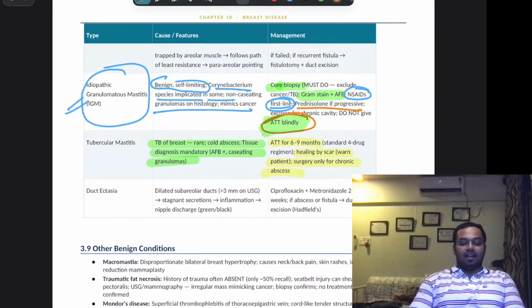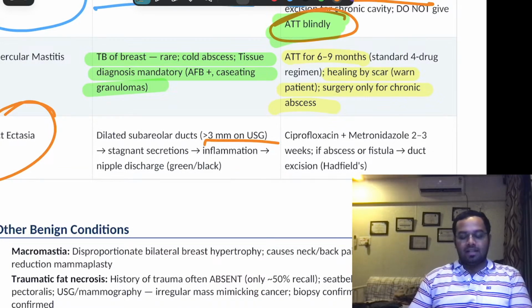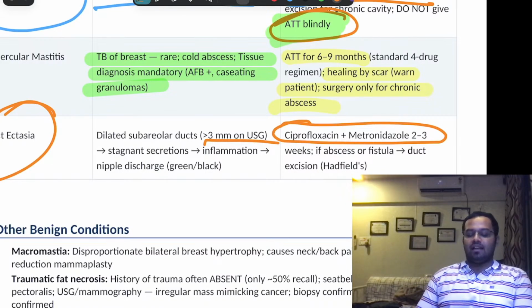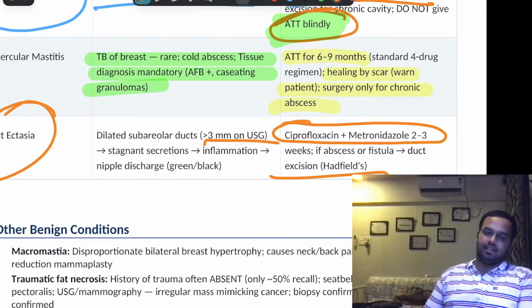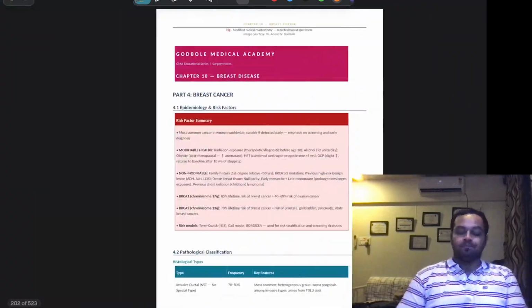And then comes the duct ectasia. In duct ectasia, there are dilated subareolar ducts more than 3 mm. It is because we saw that inflammation रहेगा, periductal mastitis रहेगा, so naturally it is going to cause fibrosis. And here you can go for ciprofloxacin and metronidazole for 2 to 3 weeks. If there is abscess or fistula, you can go for Hadfield's duct excision. So basic benign disorders, it's very much important for you to know.